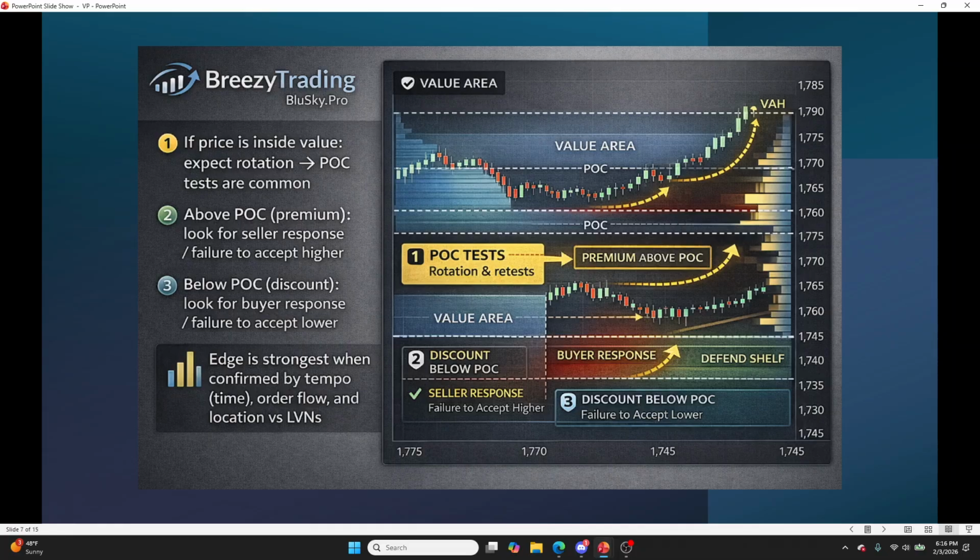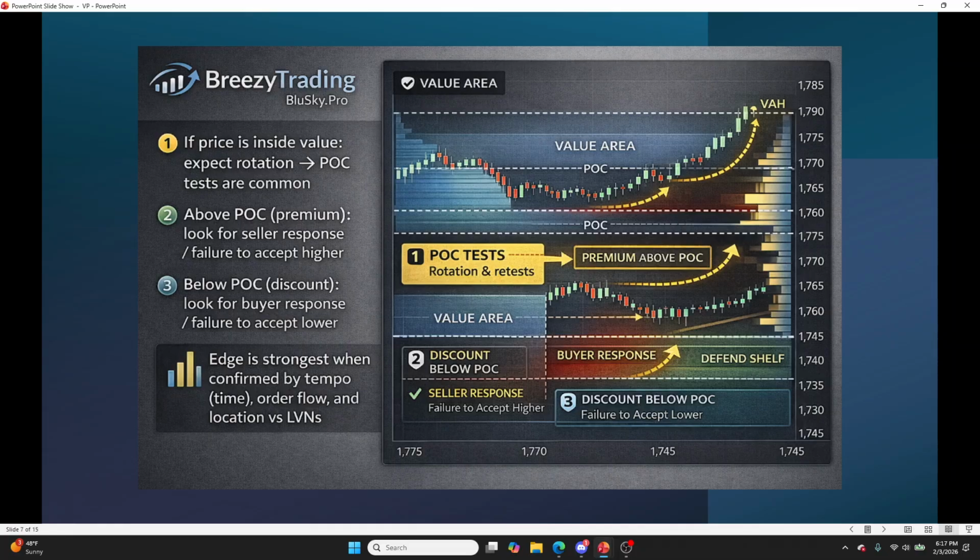Same thing when you're below POC, point of control. It's called a discount, in which truly, when you look at market dynamics, this is the place that I personally target and the place you want to be. You look for buyer response, so you look for failure to accept lower. A lot of times you'll have what's called a defended shelf, which is an extended fat profile that price will hug down to and it'll reverse. And those are the moments where you're like, man, I get a discount buy on this and have an opportunity to ride it back up to point of control.